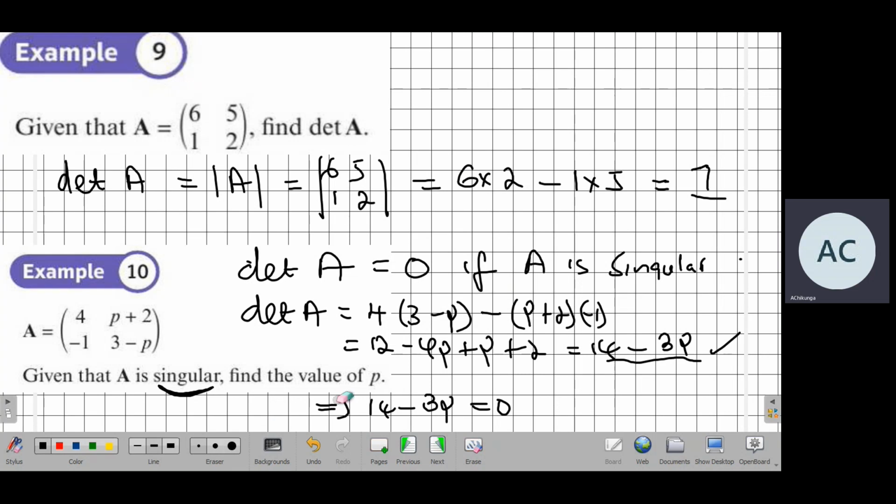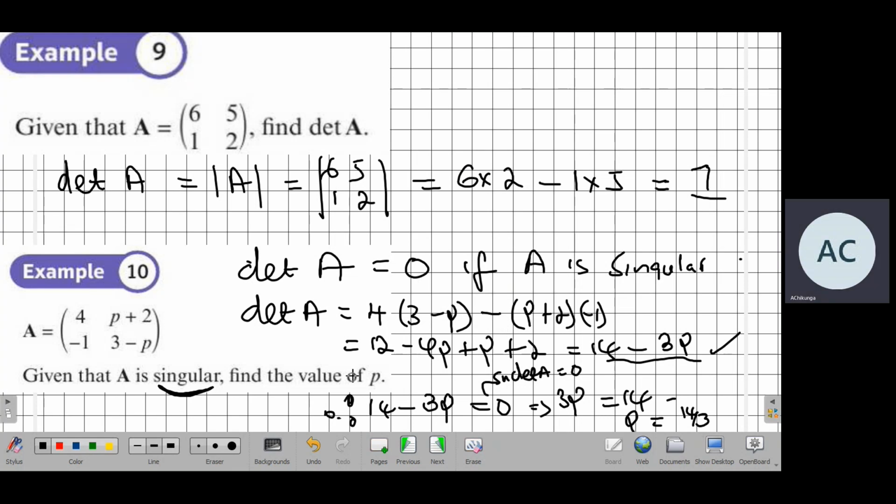Or maybe I should just say therefore, without saying. Therefore, 14, since determinant of A is equal to 0. So if that's the case, that means this implies that 3P is equal to 14. So P is equal to 14 divided by 3. Okay?